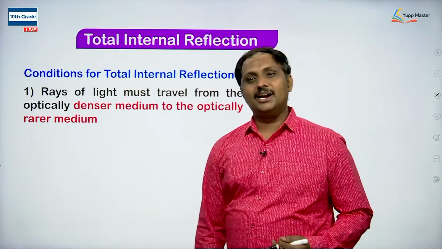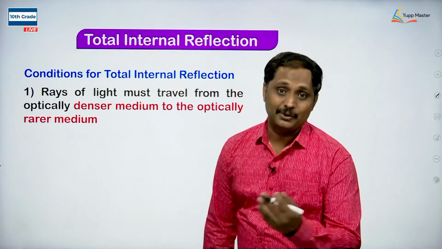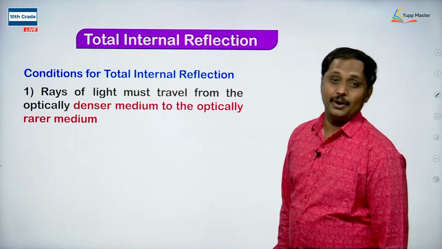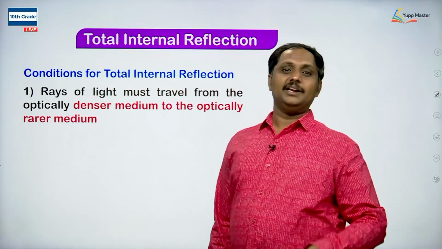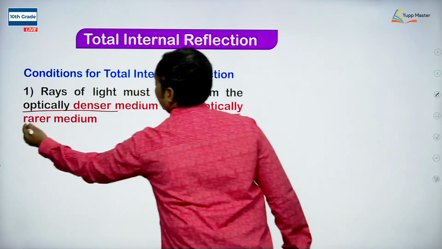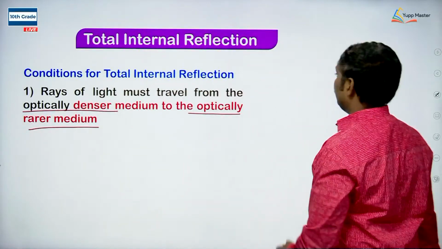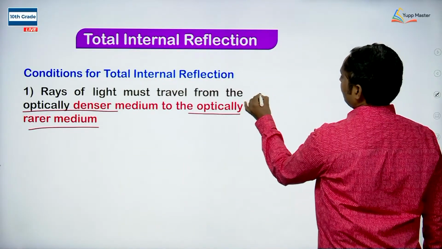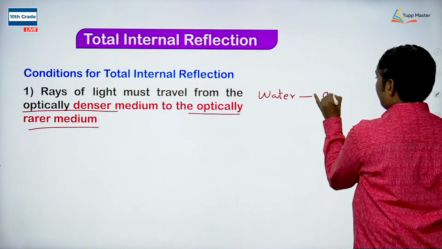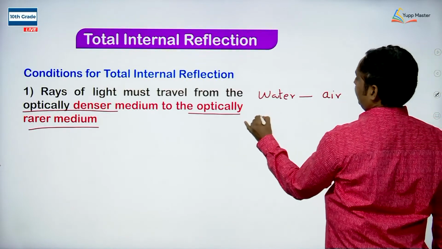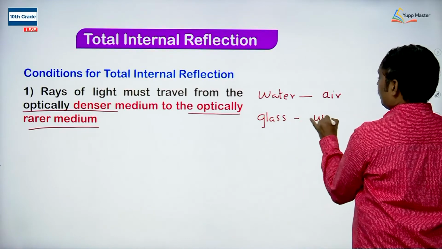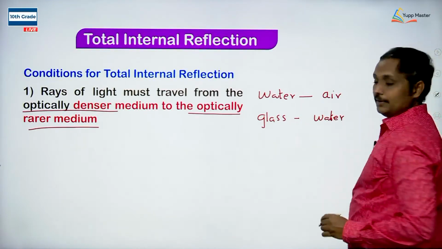Glass is a denser medium as compared to water, it is very clear. The rays of light must travel from an optically denser medium to an optically rarer medium. What about these cases? Water and air, glass and water. Yes, it is very clear.